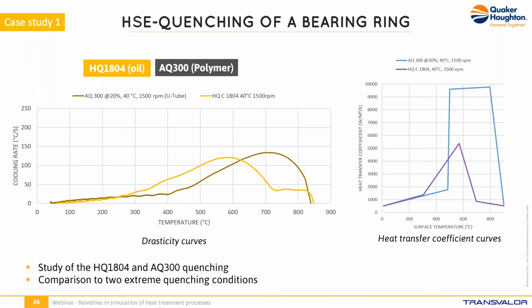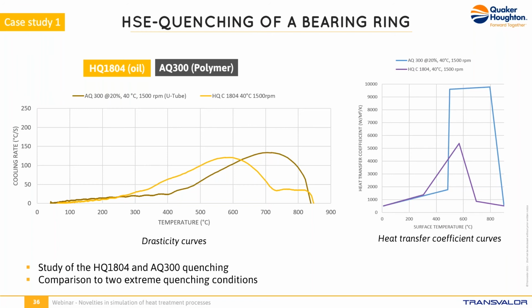Let's consider a classical Quaker Houghton oil quenchant, the OctoQuench C1804, used by many customers for bearing rings. The drasticity curve of the oil is drawn in yellow. By drawing the polymer AQ300 drasticity curve, you can see here that the polymer has a similar maximum cooling rate as the oil quenchant. To go further than the drasticity curve, we compare the heat transfer coefficient. At this point, we cannot be sure that the bearing ring properties will be the same.